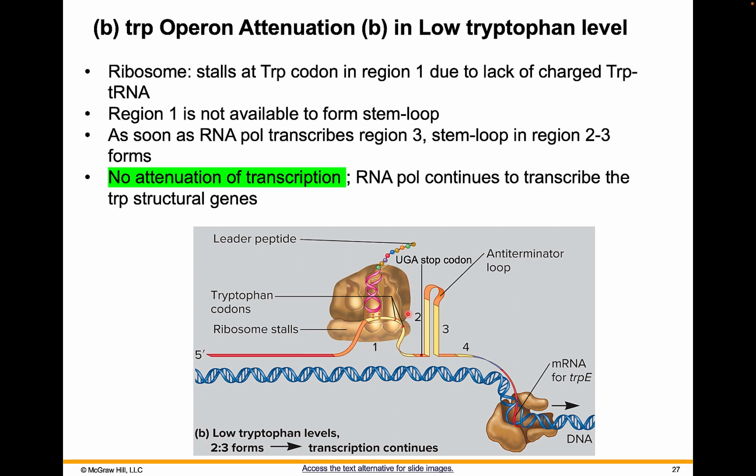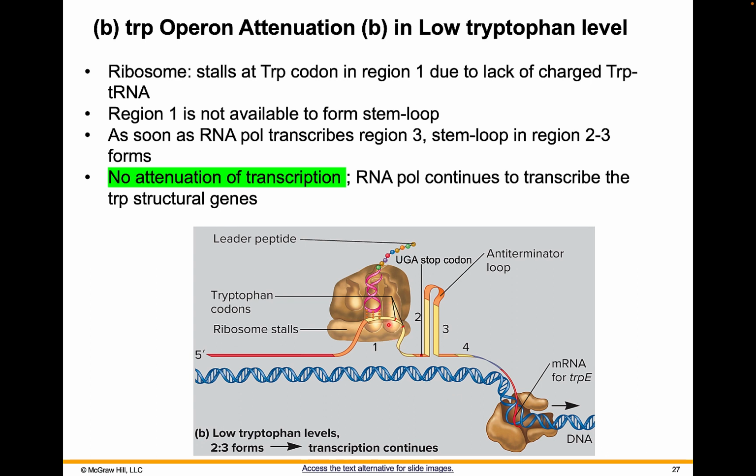As the ribosome stalls in region 1, on the other hand, the RNA polymerase goes through region 2, goes through region 3. As soon as RNA polymerase travels over region 3, the 2,3 can form stem loops. So 2,3 immediately can form a stem loop structure. As 2,3 already formed the stem loop structure, region 4 remains like this, and the RNA polymerase goes on and transcribes the entire other genes of the trp operon.